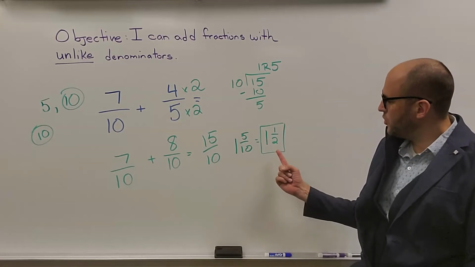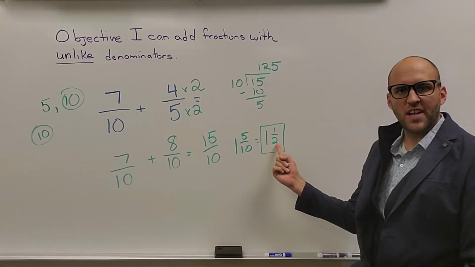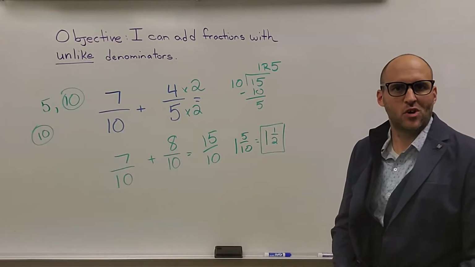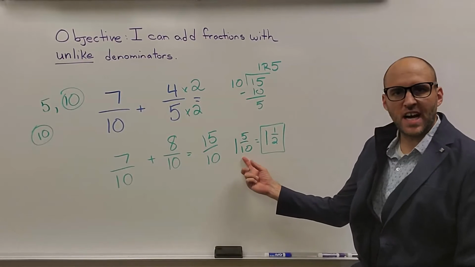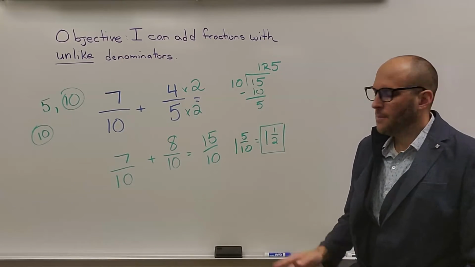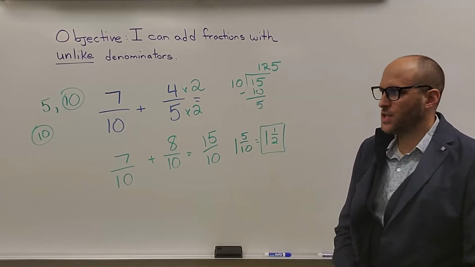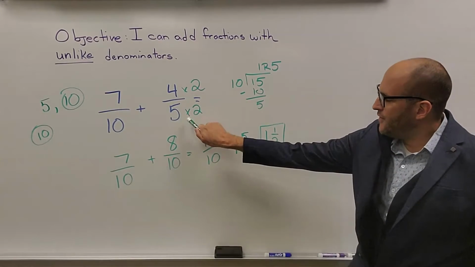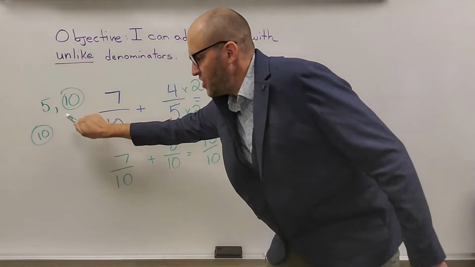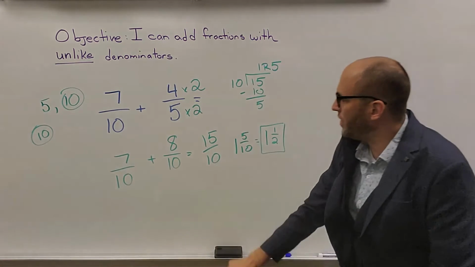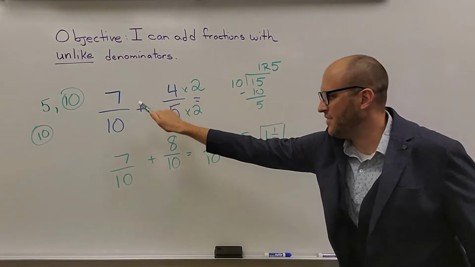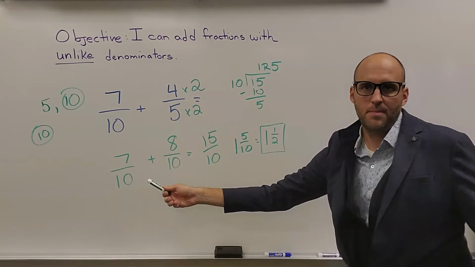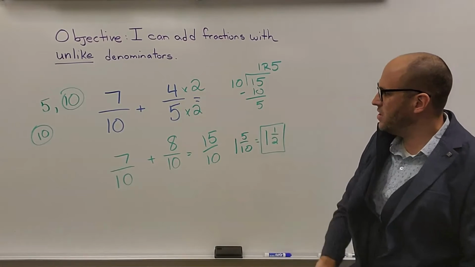Hopefully, mathematicians, you ended up with an answer of 1 1/2, which is in simplest form. If you ended up with 1 5/10, you were close, but you forgot to simplify at the end. So let's walk through it. When you're looking to make equivalent fractions, 5, when you skip count, it actually matches 10 here, which means you only have to change this fraction.